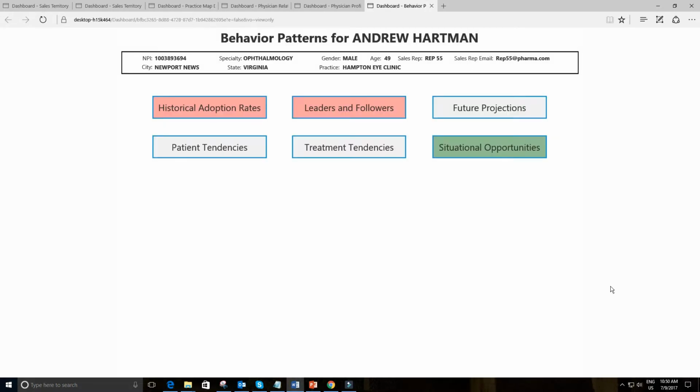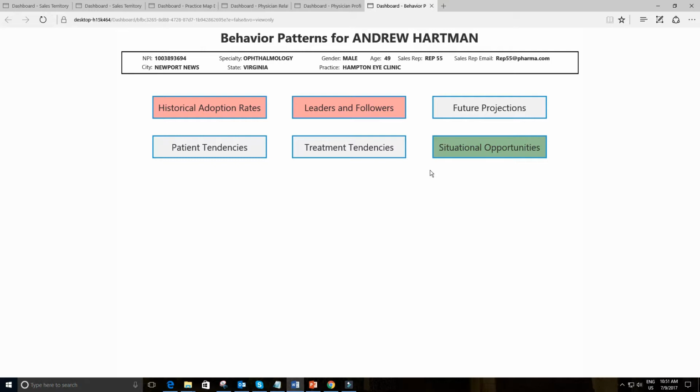This is not the fanciest screen you'll ever see in a BI dashboard, but it is one of the most powerful. Each of these rectangles represents a relevant analysis. In this scenario, which is behavior patterns for Andrew Hartman, there are only 6 to consider. In another scenario, there might be 20.